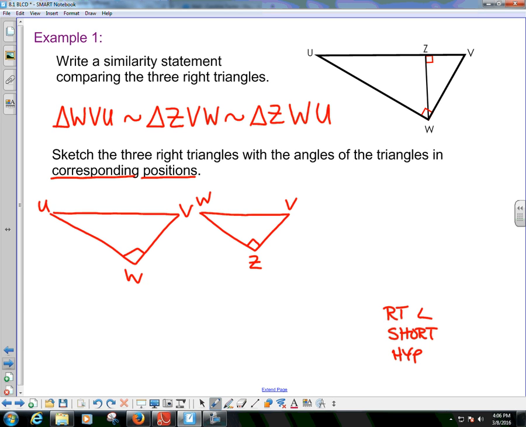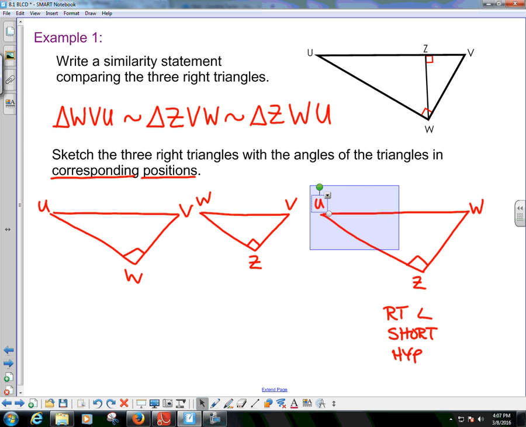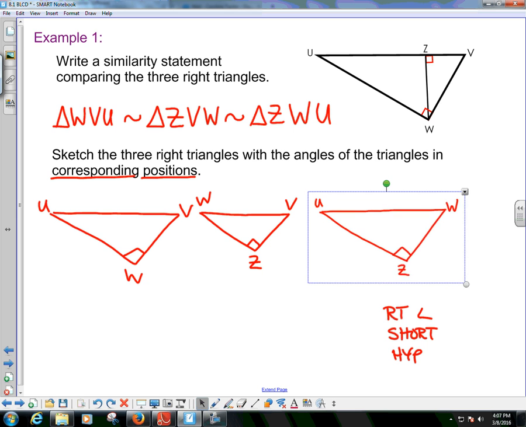And then I have my medium-sized triangle. Once again, I'm going to put my hypotenuse at the top, my right angle at the bottom. My right angle for this one is Z. I go across my short leg to W, and this is U. So that's how I'm going to draw my medium-sized triangle. It is much too similar to my original size triangle. Watch this. We're going to do some smartboard magic, and we're just going to make that a little bit more medium-sized. There we go.